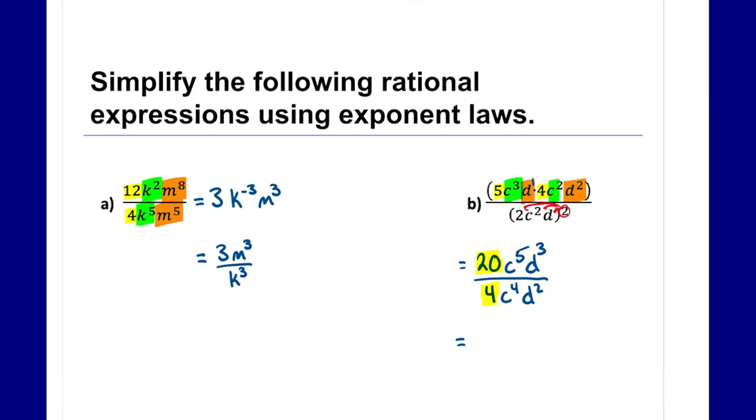Again, I'm going to focus on similar parts. 20 divided by 4 is 5. C to the power of 5 divided by c to the power of 4, we subtract. So c to the power of 1. If it's to the power of 1, I don't need to actually show it. As long as I have a c there, if there's no exponent, it's assumed that it's 1. Then d to the power of 3 divided by d to the power of 2, again we subtract. We get d to the power of 1, which we don't need to show. We can just represent it as d.